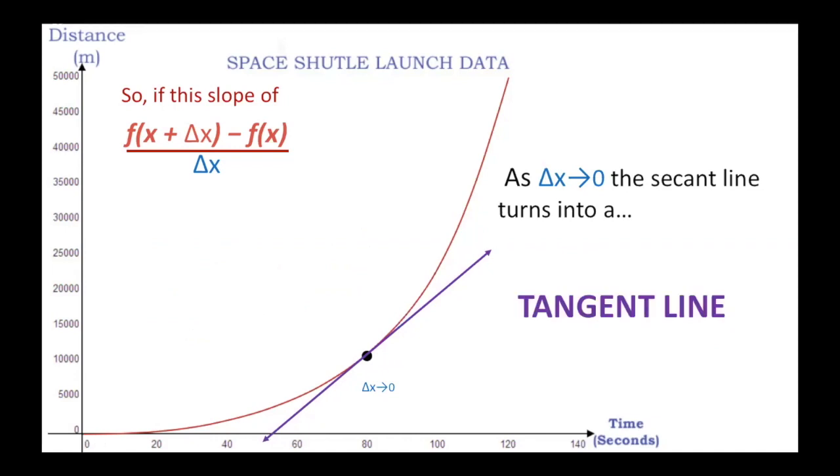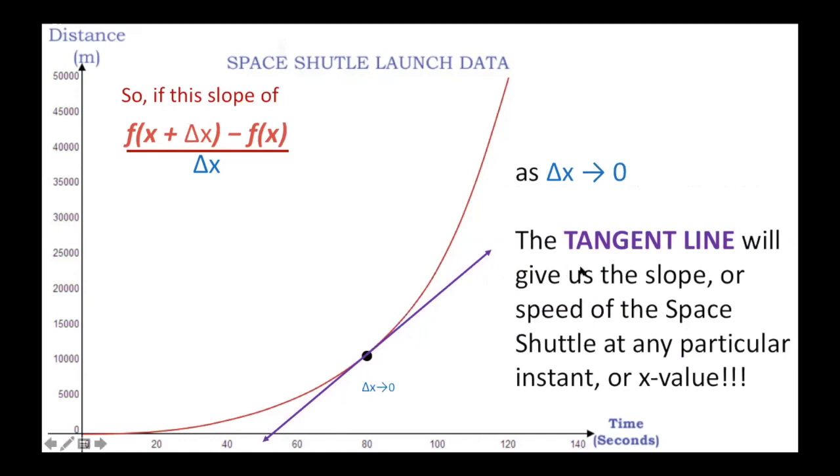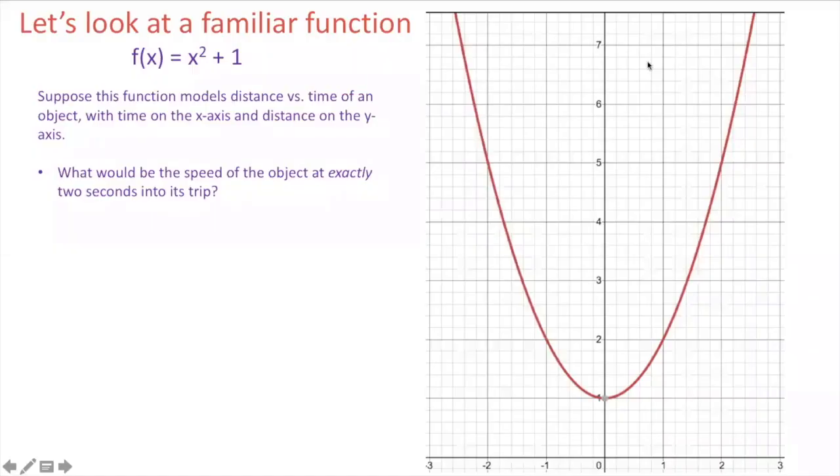So now we have a tangent line to the curve, which does not mean the average rate of change, it means something else. The tangent line will give us the slope or speed of the space shuttle at a particular instant, or a particular point in time, or particular x value. So it's not an average rate of speed at all. It's an instantaneous snapshot of the speed at a very particular moment in time.